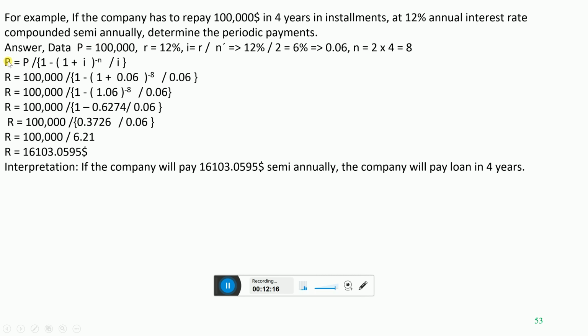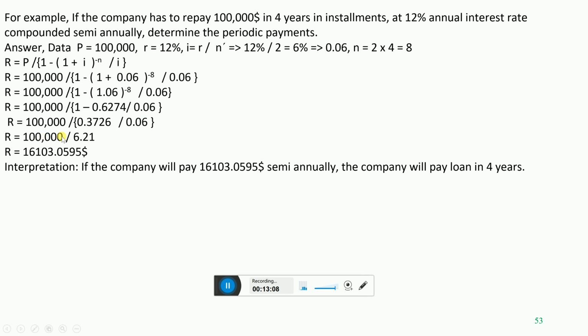R is the periodic installment, P is $1 lakh, interest i is 6% per compounding period, meaning every 6 months, and minus 8 is the total number of compounding periods, whole divided by 6%. R is equal to $1 lakh divided by 1 minus 1.06 raised to the power minus 8, divided by 0.06. R is equal to $1 lakh as it is, divided by 1 minus 0.6274. When we enter 1.06 raised to the power minus 8 in the calculator, it gives this value 0.6274, divided by 6%.